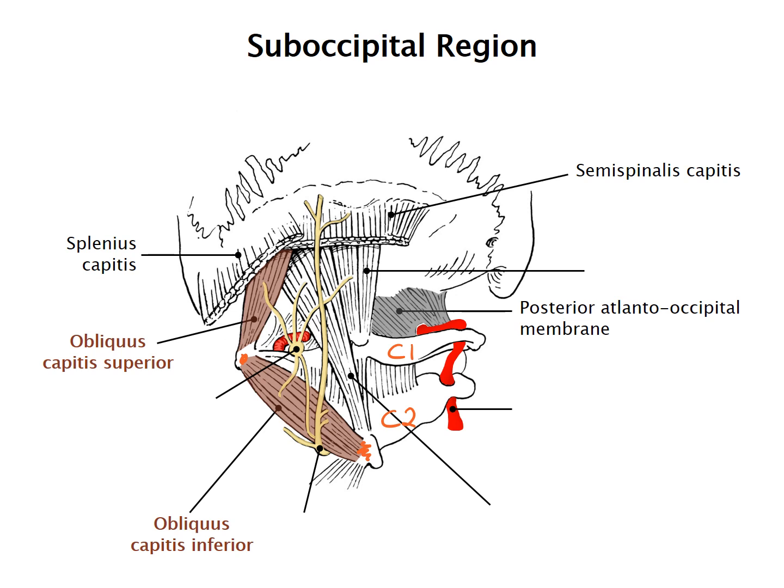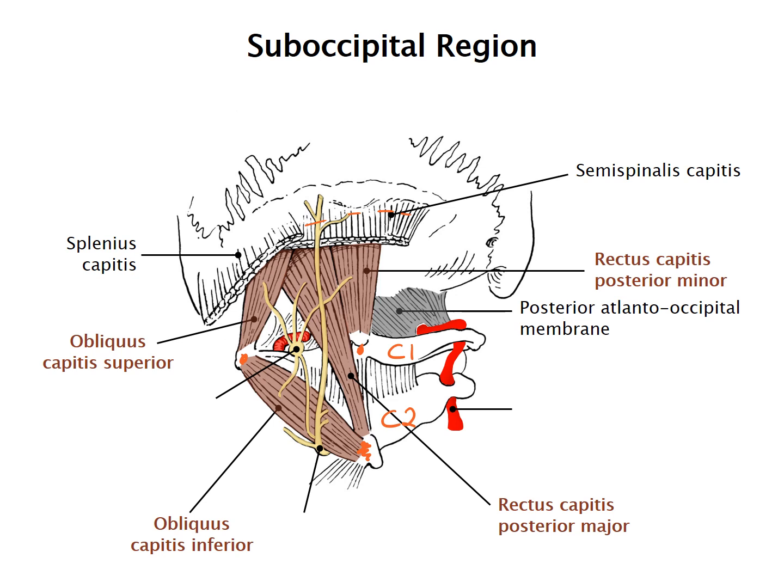Attaching from the inferior nuchal line of the occipital bone, as shown by the hashed lines, to the posterior tubercle of C1 is the rectus capitis posterior minor muscle. And the 4th muscle of the suboccipital triangle is the rectus capitis posterior major muscle, which attaches from the inferior nuchal line of the occipital bone down to the bifid spinous process of C2. Collectively, both the rectus capitis posterior major and minor muscles will extend the head and cause ipsilateral rotation of the head.